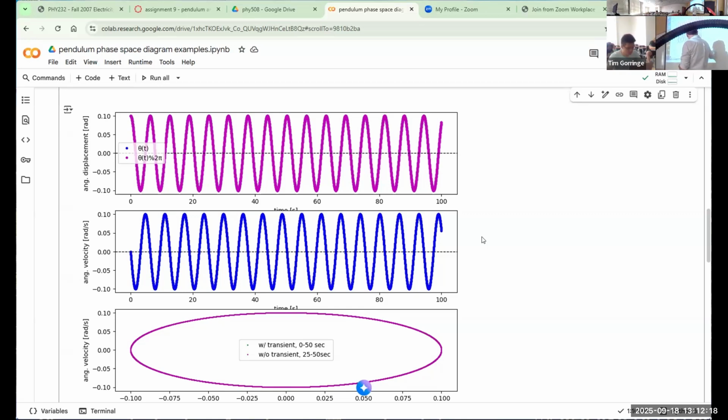We released the pendulum, if you remember, from 0.1 radians. So right over here on the right-hand side of the plot, we released it with zero angular velocity. So it literally is this point here, which is 0.1 radians, 0 radians per second. That's the initial phase space of the pendulum.